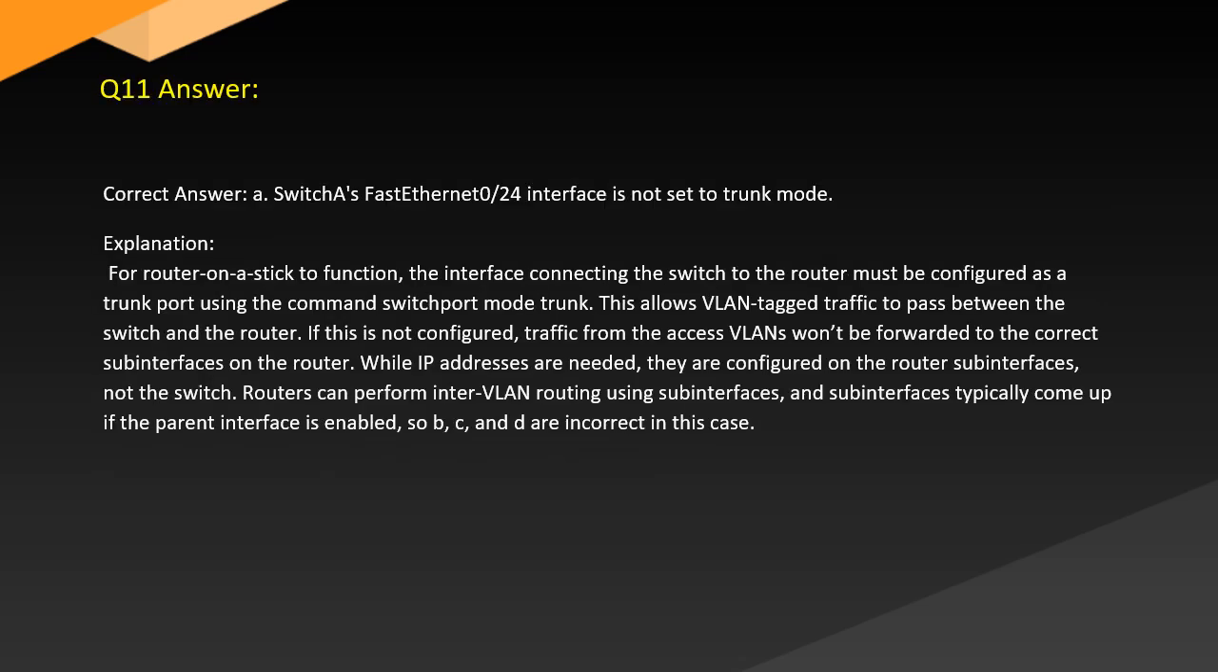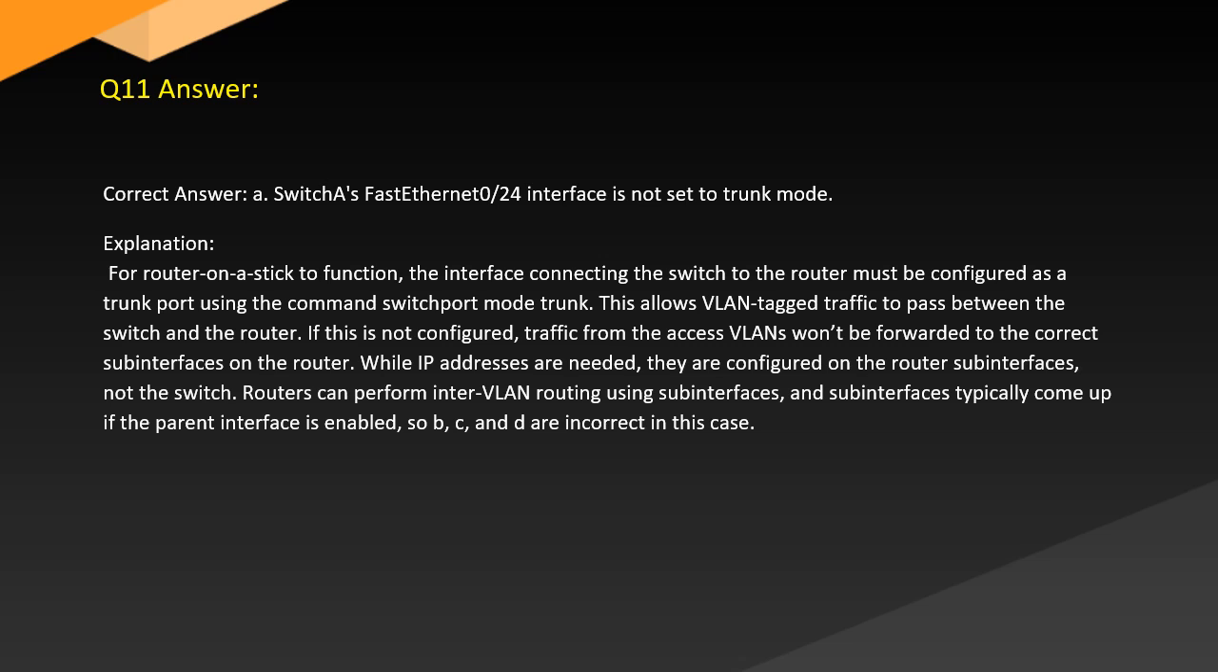Answer. Correct answer: A. The switch's FastEthernet 0/24 interface is not set to trunk mode. Explanation. For router on a stick to function, the interface connecting the switch to the router must be configured as a trunk port using the command switchport mode trunk. This allows VLAN tagged traffic to pass between the switch and the router.